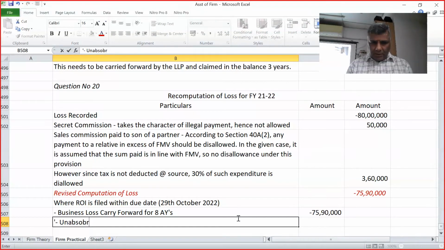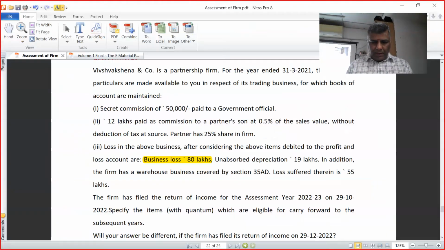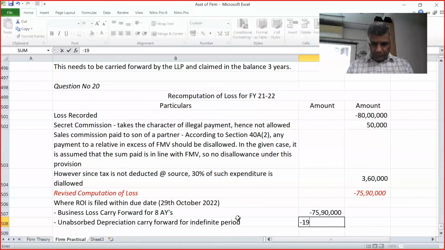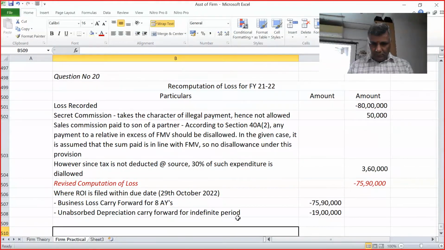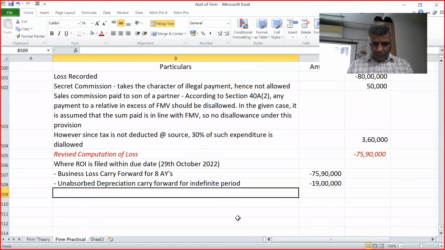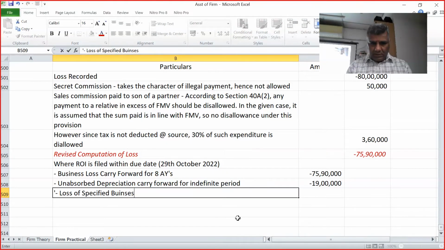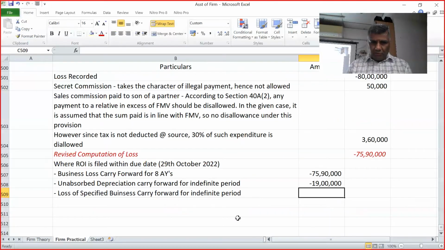Unabsorbed depreciation carry forward for indefinite period is 19 lakhs. Loss of specified business carry forward for indefinite period is 55 lakhs.